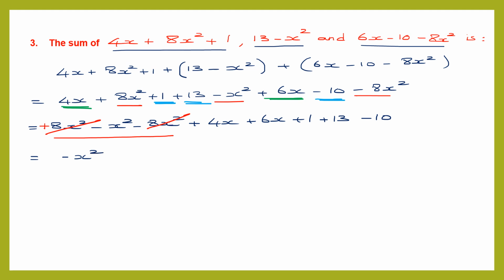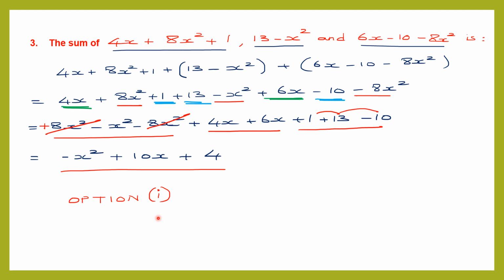Now let's go to the next one. 4x plus 6x. 4 plus 6 is 10. So that is plus 10x. Then we have plus 1 plus 13 minus 10. So 1 plus 13 is 14. 14 minus 10 is 4. So that is plus 4. So this is our answer. And that is option 1. Option 1 is our answer.